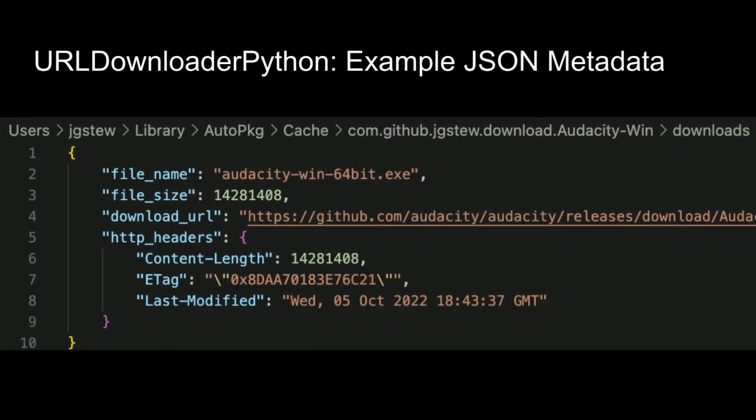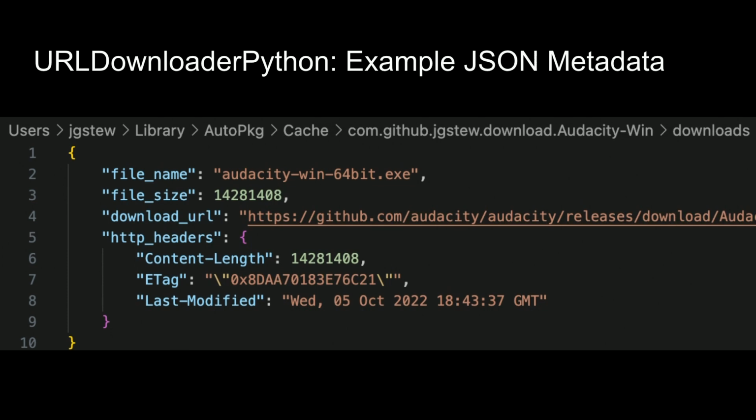Because if you've run it before and you already have a download cached, then it's going to be looking for that file and that metadata file to tell whether it should download it again based upon the contents of that metadata file. And this is what that looks like. So I'm saving file name, file size, the download URL that was used to download it, and then the HTTP headers. And the HTTP headers is really the key. That's what's going to be compared. And you could have content length or ETag or last modified. You could have any combination of those.